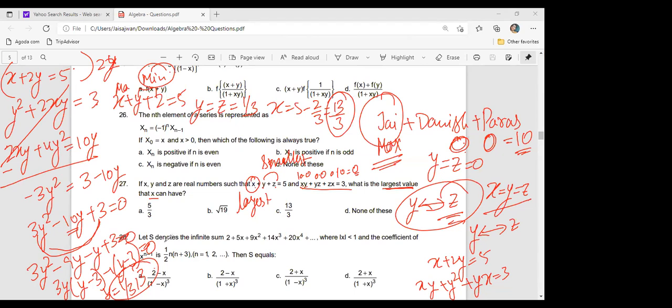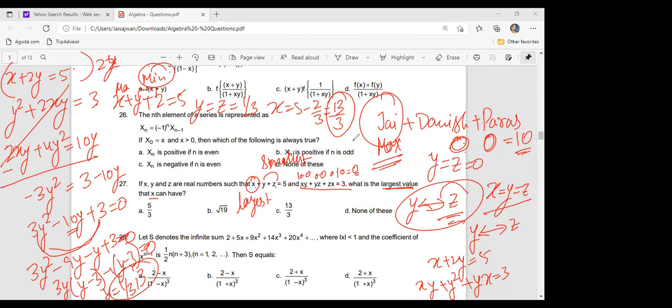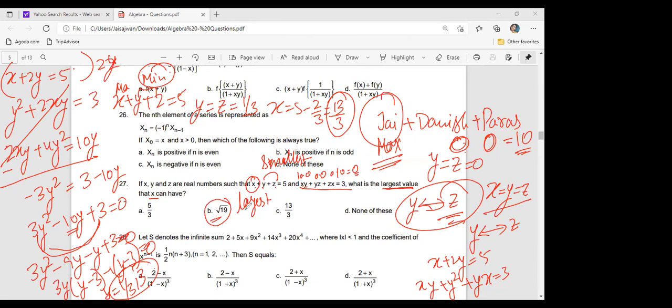Sir, the way I did it was कि उनके सबके 5 by 3 आ रहा था, so total sum would be 15 by 3. So max value can be 13 by 3. I got 13 by 3, I put it in the second equation, it was satisfying, and I marked the answer. Is it correct? Okay. You gave this one as your answer? C, sir. I gave C as the answer.